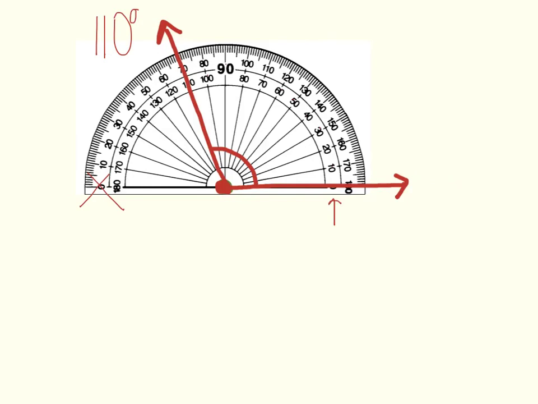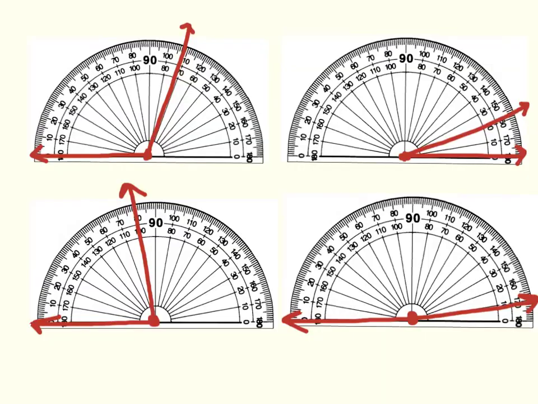I'm going to try a couple more, and then tomorrow we'll play with the protractor. Go ahead and read each of these four angles and write down on your piece of paper the name of each of these angles. For example, 45 degrees. You do not need to recreate and duplicate the protractor and the angle. Just write down the number.